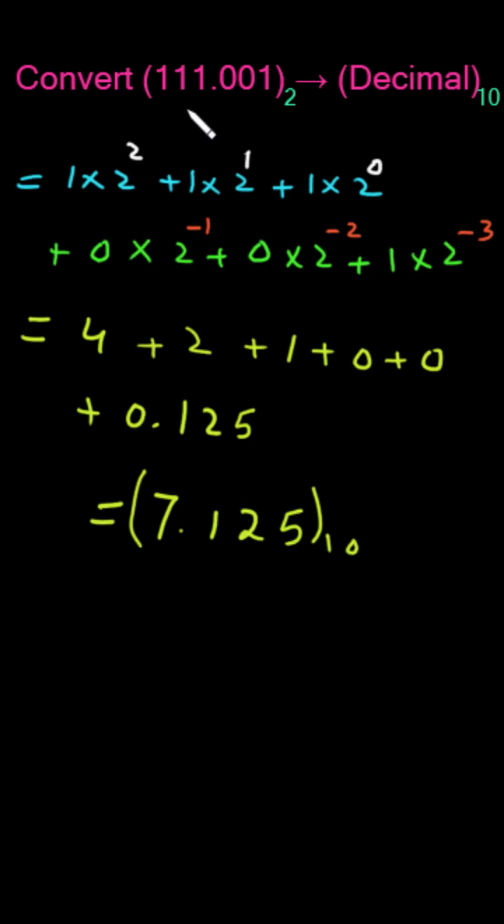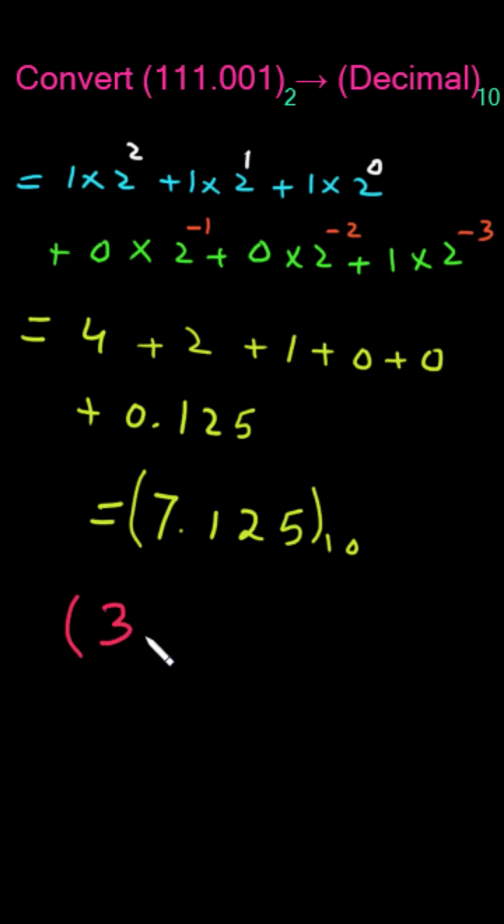Similarly, any number expressed in base R, as we have 2 over here, can be converted to its decimal equivalent by multiplying each coefficient with the corresponding power of R and adding. Let me show you another example.